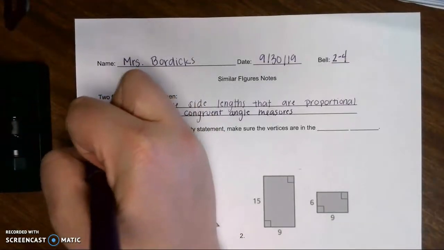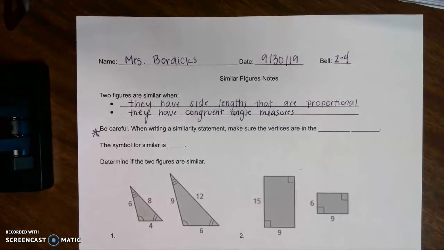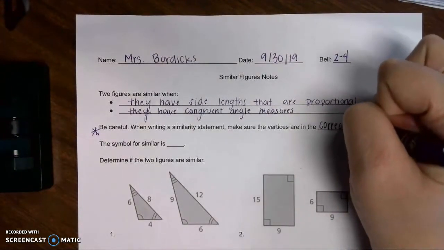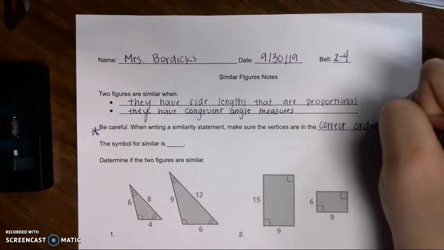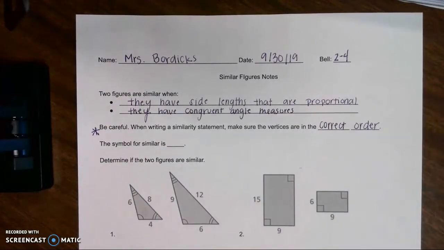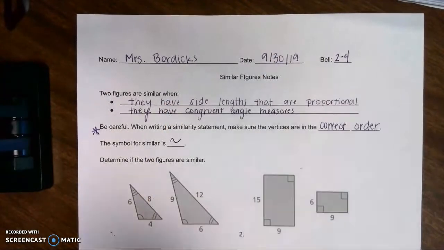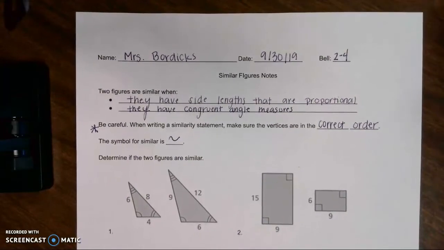One little warning that we need to always be careful about: when writing similarity statements, make sure the vertices are in the correct order. Order really matters. It's super important that we're paying attention to our precision and that we're being very precise. The symbol for similar is this little guy. He has a formal name, and I can't think of it right this minute. But that's our symbol for similar.